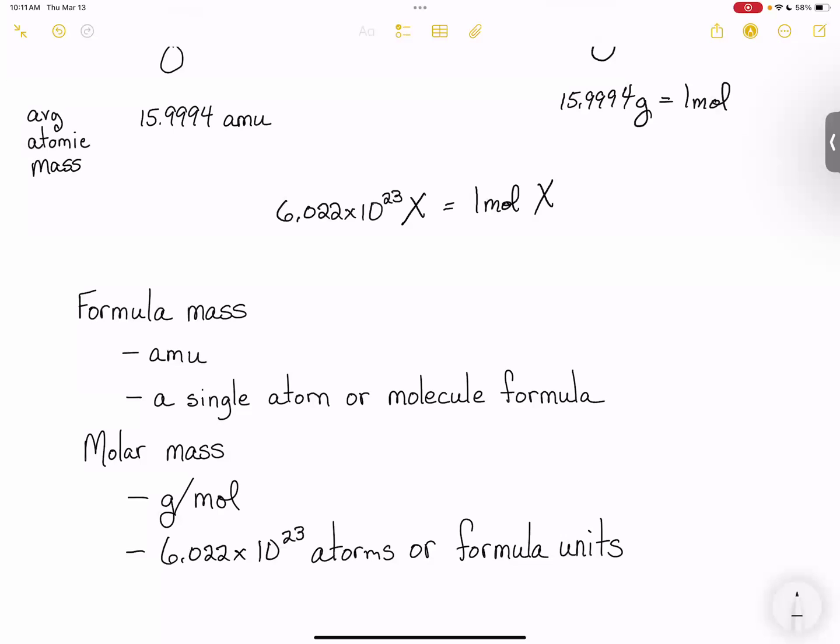But when you're talking about something so microscopic as atoms, we can measure that in grams. We can go upstairs and use the balances to get to 6.022 times 10 to the 23rd.